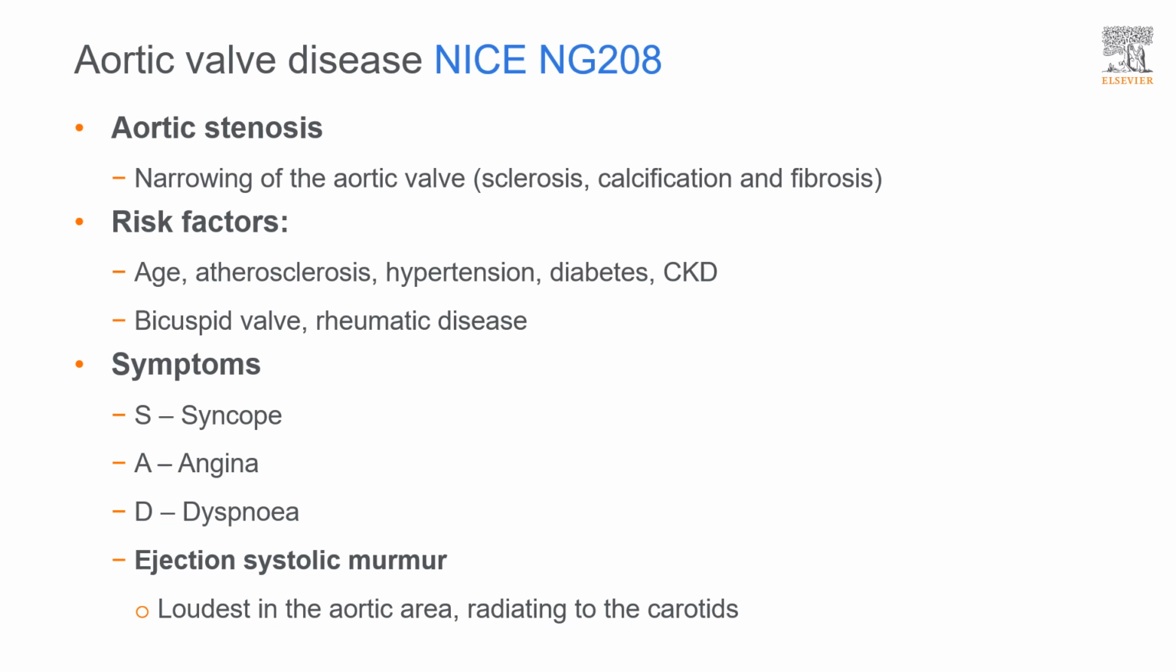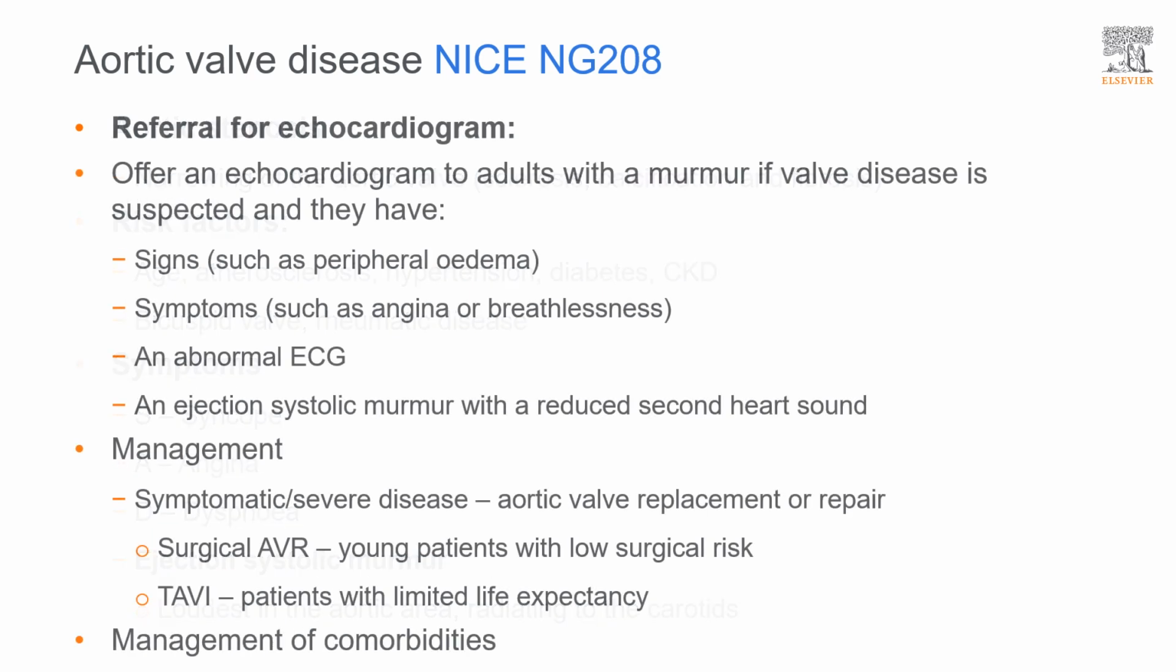Signs include an ejection systolic murmur heard loudest in the aortic area and radiating to the carotids. NICE recommend that those with suspected aortic valve disease should be referred for echocardiogram if they have signs such as peripheral edema, symptoms such as angina or breathlessness, an abnormal ECG, or an audible ejection systolic murmur with a reduced second heart sound.